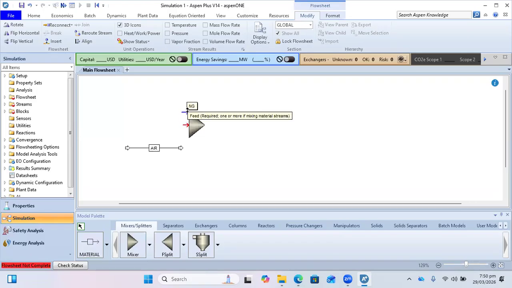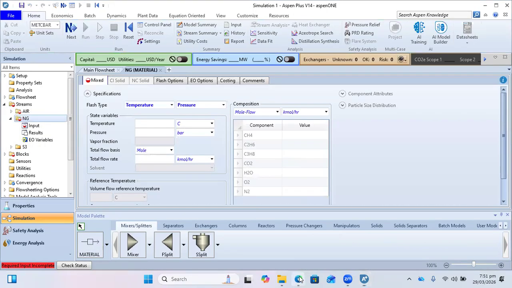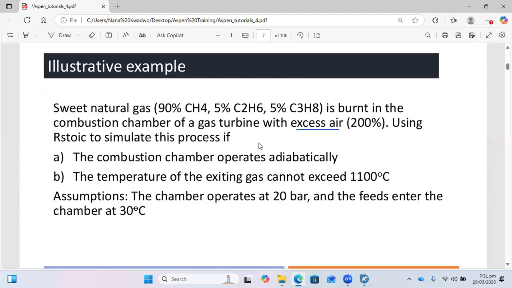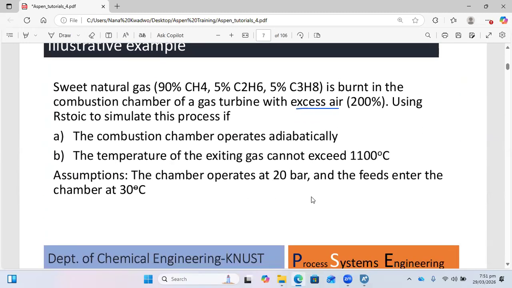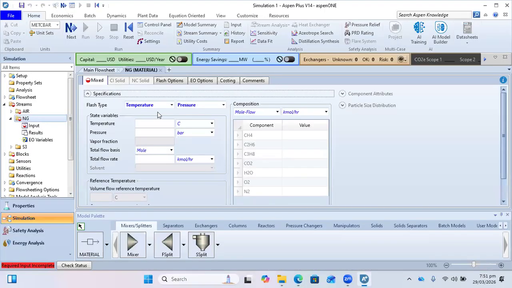So we'll connect the natural gas stream and then the air stream, and then we'll have this to be the outlet for that. Now let's specify the natural gas stream. The conditions we are using, we were told that we are working at 20 bar, and whatever is coming into the reactor will come in at 30 degrees Celsius. So we can set our air and then our natural gas stream to those conditions, 20 bar and 30 degrees Celsius. So we'll make this 30, we'll make this 20. That's for the natural gas stream.